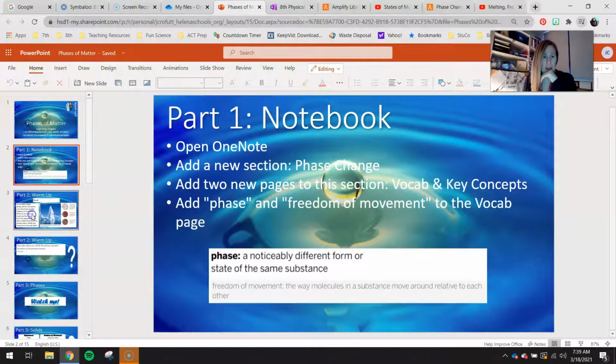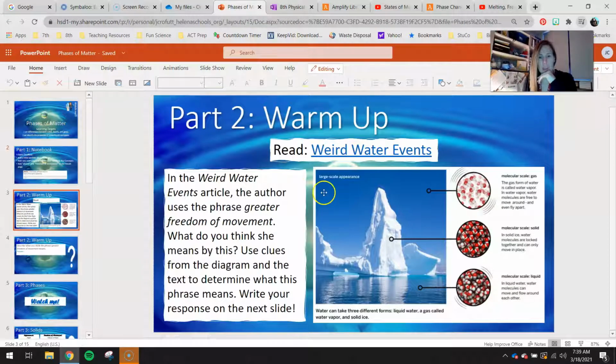Okay, so again, you should have that added into your vocab page: phase and freedom of movement. All right, moving on, you will complete your warm-up for today. Remember to pause this video as you work through, that way you can watch while you work and do 1 section at a time. For your warm-up today, you are going to read the article Weird Water Events, and then study this little image right here.